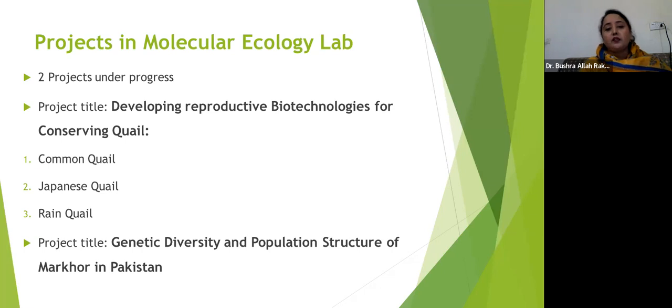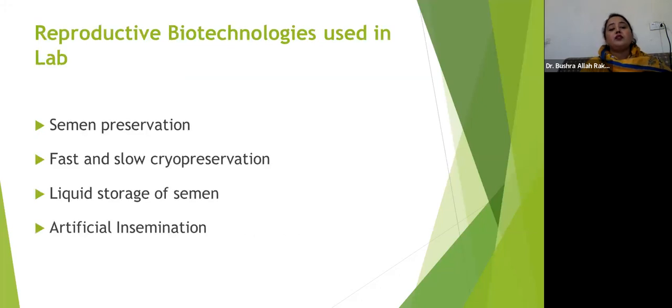Another project that is running in my lab is the genetic diversity and population structure of the markhor. And we have used techniques up till now like semen cryopreservation, either in a refrigerator, in a minus 80 freezer, or through liquid nitrogen. Then we also use the technique of fast and slow cryopreservation, and we also use sperm separation techniques. Like we can isolate X or Y carrying sperm, and we have done this technique successfully. Then we use different anti-freezing agents.